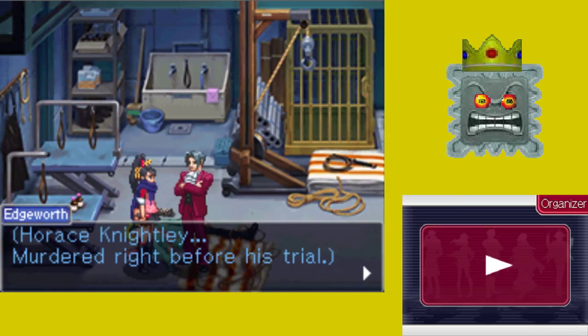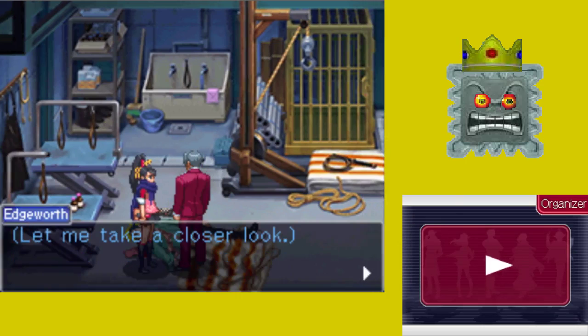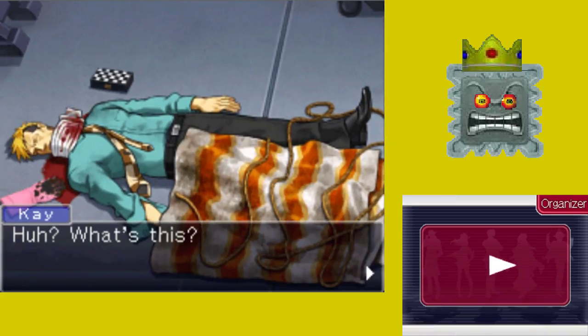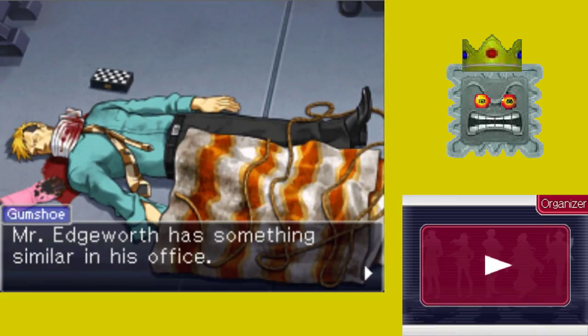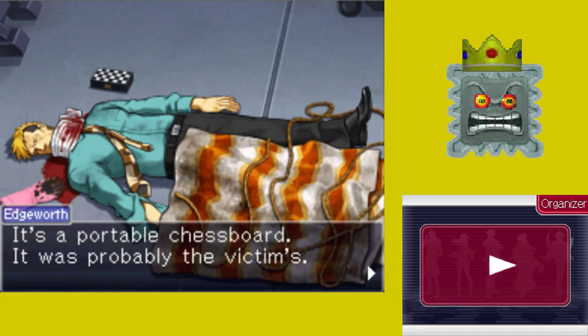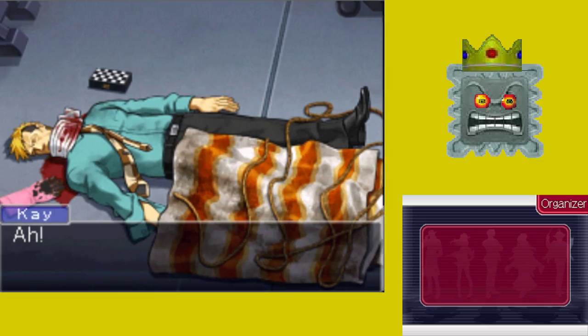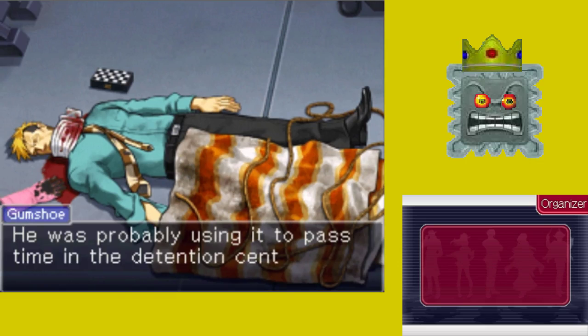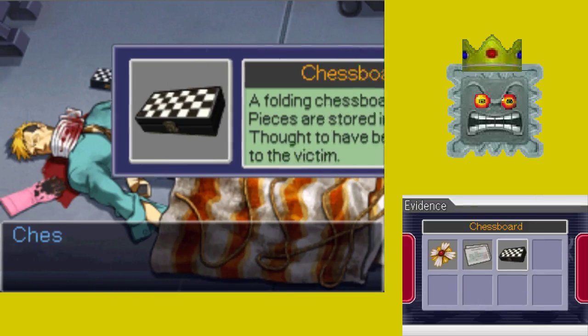Horace Knightley, murdered right before his trials. His last words were, "Damn you." Let me take a closer look. Huh? What's this? Mr. Edgeworth has something somewhere in his office. I don't have that kind of crap. My chessboard is red and white. I have class. I have my motif. It's a portable chessboard. It was probably the victim's. Mr. Knightley enjoyed chess, right? He was probably using it to pass the time in the detention center.